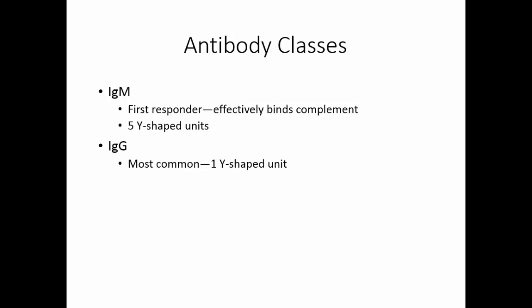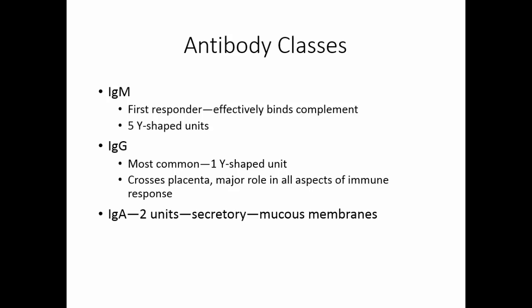IgG is your most common immunoglobulin. It only has one Y-shaped unit. IgG is small enough to cross the placenta. It plays a major role in all aspects of the immune response. Whenever you have a second or subsequent encounter with an antigen, the memory cells are going to be stimulated to produce IgG-type antibodies. IgA have 2 units.